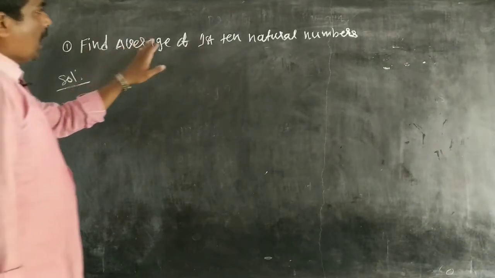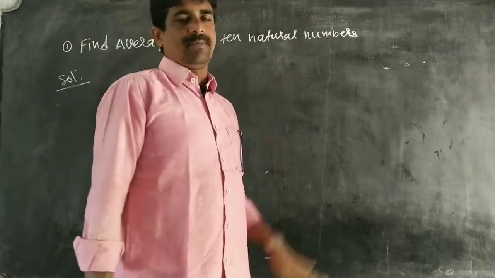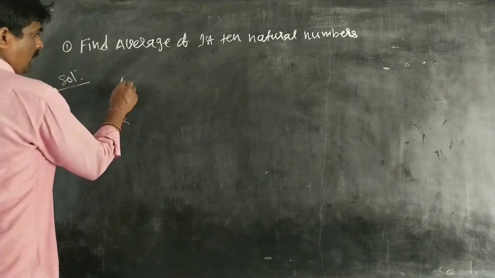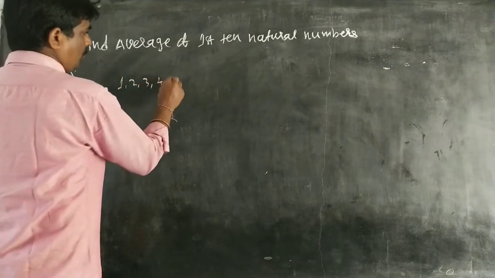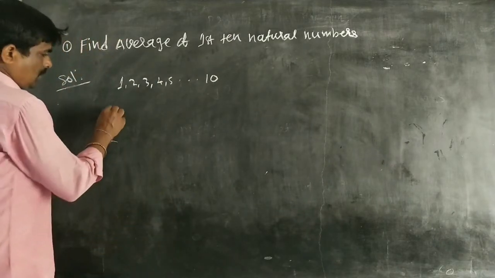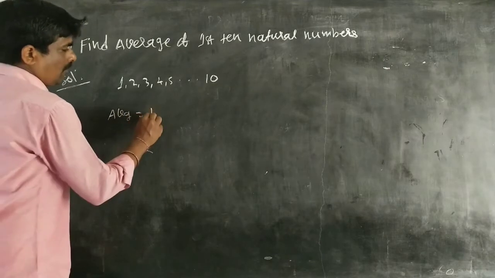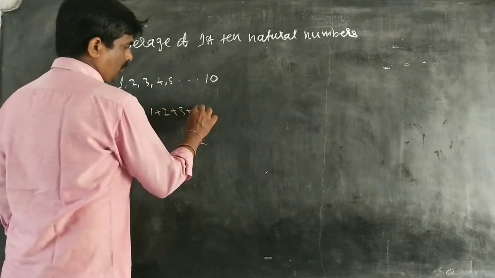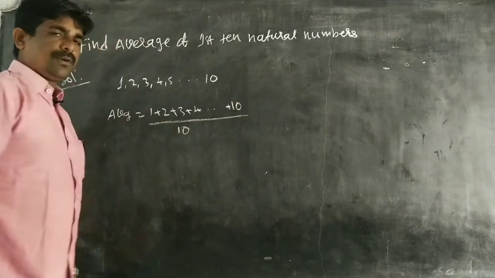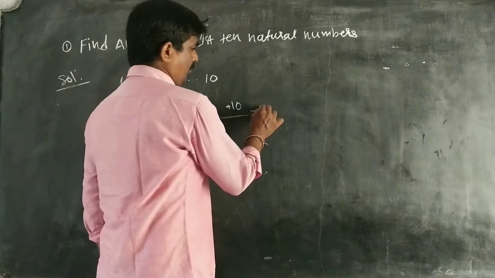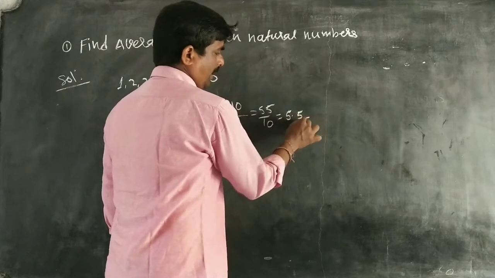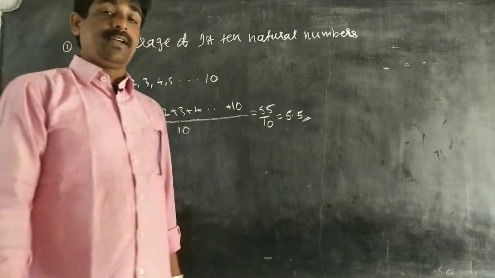Next, find the average of the first 10 natural numbers. What are the first 10 natural numbers? 1, 2, 3, 4, 5 up to 10. So average is equal to 1 plus 2 plus 3 plus 4 up to 10, divided by 10. The sum up to 10 is 55. 55 by 10 is 5.5.